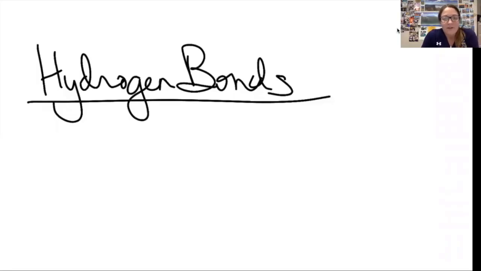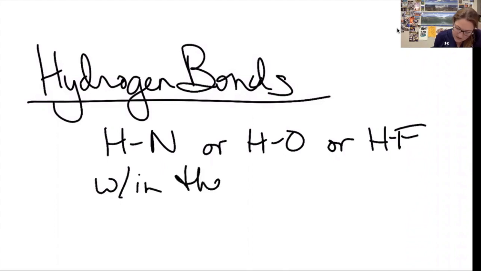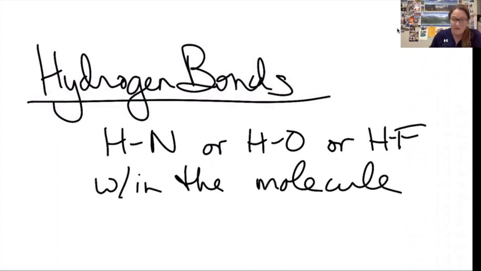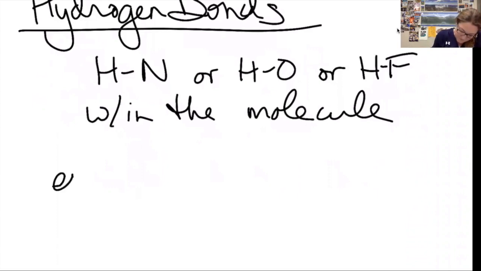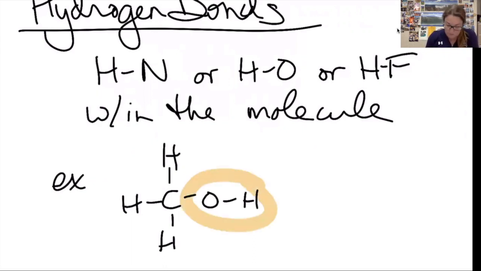Hydrogen bonds are a type of intermolecular force that exists between molecules that contain HN or HO or HF somewhere within the molecule. So for example, if I were to show you this structure, I would know that this structure would hydrogen bond with another one because it has the OH group.